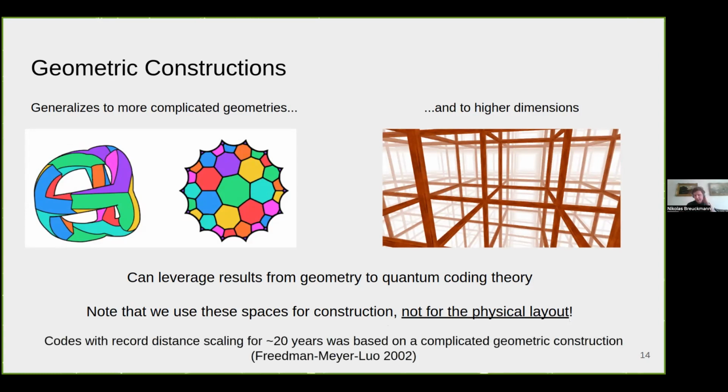I should also mention that the record distance scaling for quantum codes for almost 20 years was held by a construction due to Friedman, Meyer, and Luo. I won't go into this construction, but if somebody is interested, then I can certainly talk about how this works.